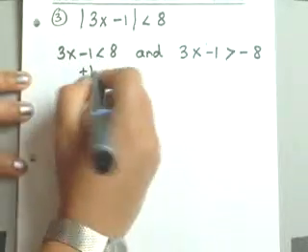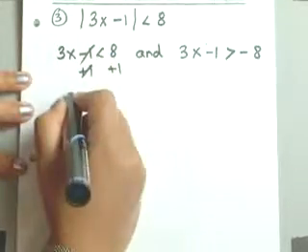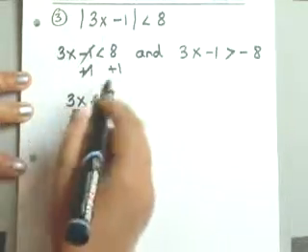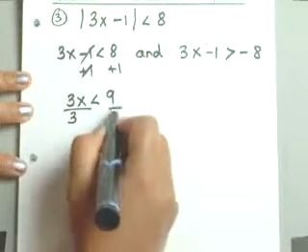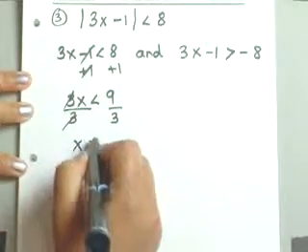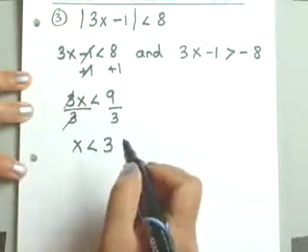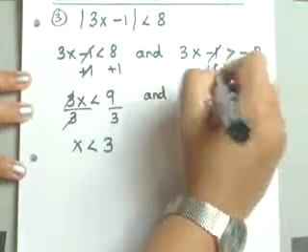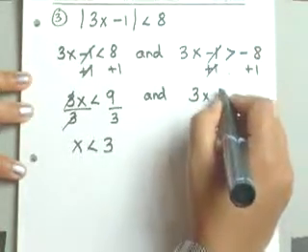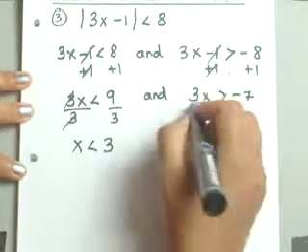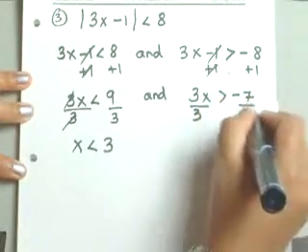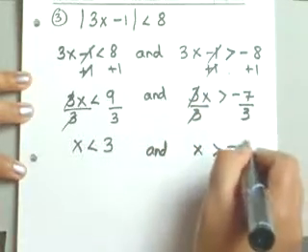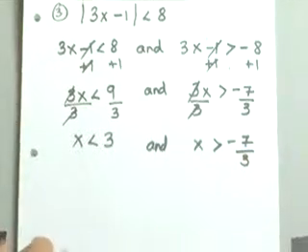So let's go ahead and solve each one of these inequalities, and that will give us, let's see, we move our 1 over, then we divide by 3, which gives me x value as less than 3. And for the other side, move your 1 over. You end up with 3x greater than negative 7. Again, dividing everything by 3, and we end up with x is greater than negative 7/3.